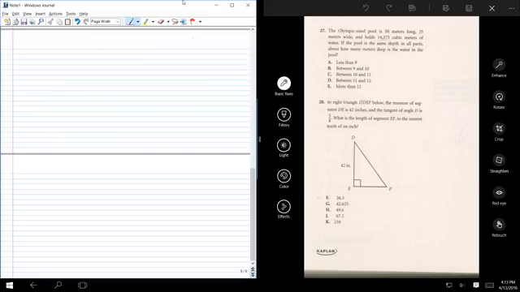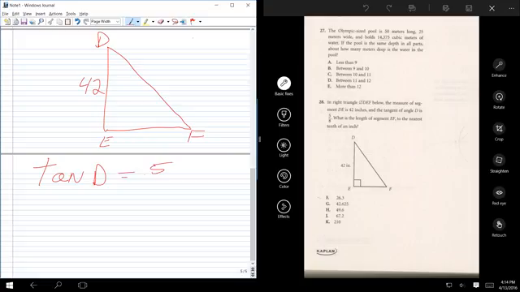So here, let me draw the triangle. Angle D is the angle they're talking about, and they want EF. They tell you that the tangent of D is equal to 5/8. So, give me an equation that I can solve.